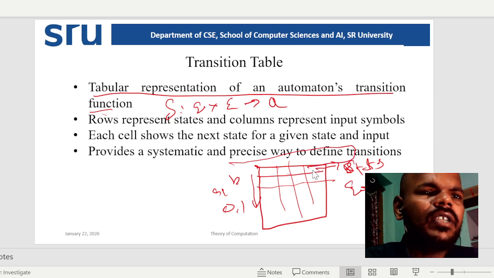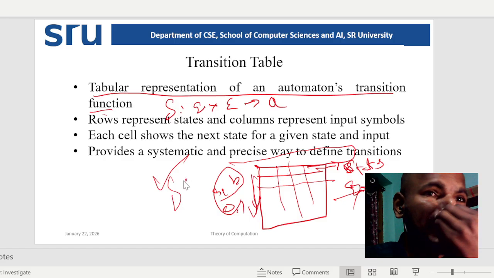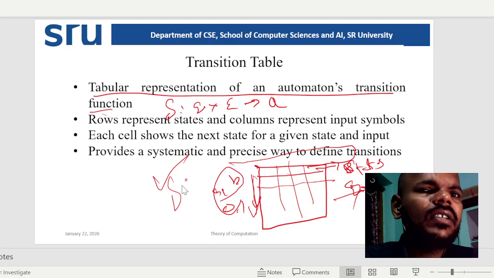It will provide a systematic and precise way of representing transitions, right? It's not necessary that the rows should be states and the columns should be inputs. You can use your own representation, but it should convey the same meaning as the delta function. You should not violate the delta function. If it violates the delta function, the transition table is wrong. If the delta function is correct, the transition table is correct.